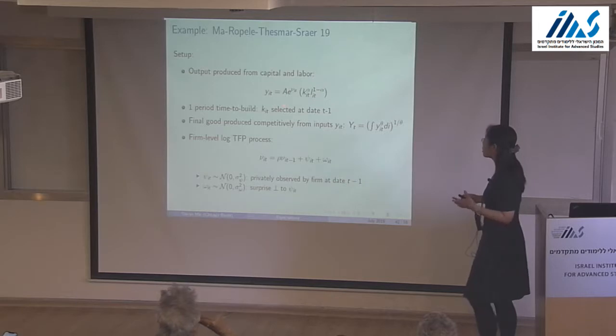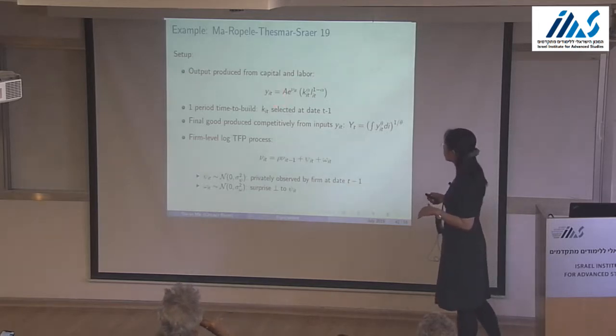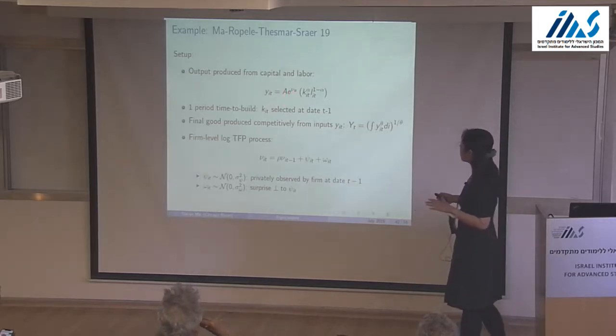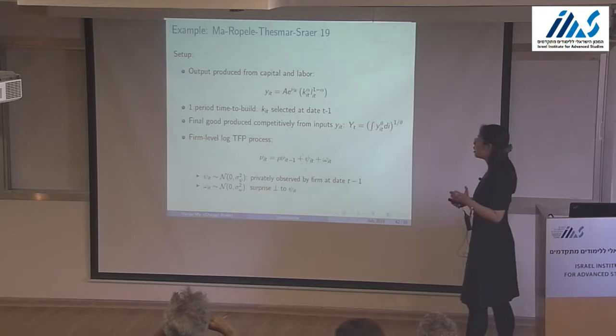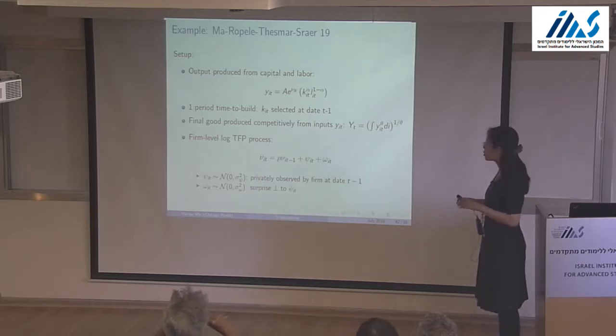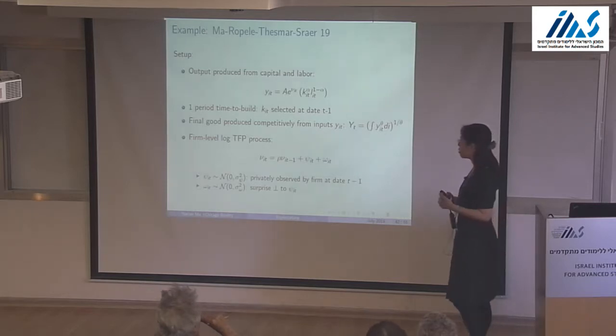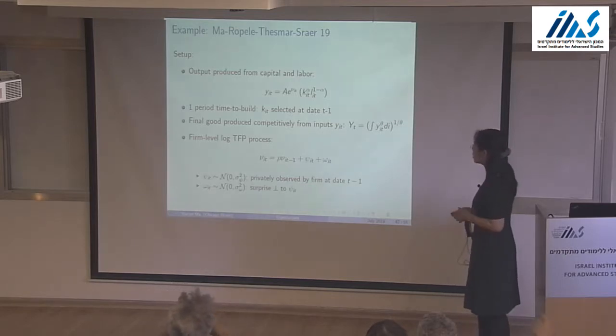So let's just have a very simple setup where output is produced in a Cobb-Douglas way at the individual firm level with a productivity that's A times e to the mu_it. And there's one period time to build. Labor is flexibly selected every period, but capital needs to be selected one period in advance, and therefore you need to forecast future productivity when you decide on the level of investment.